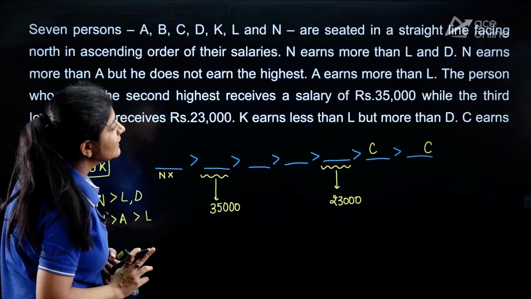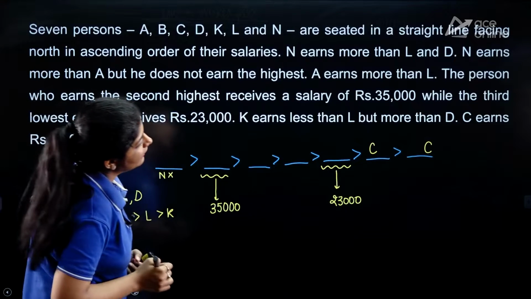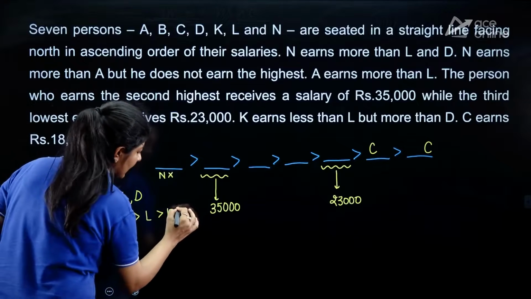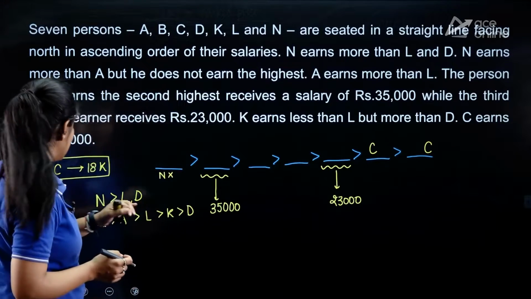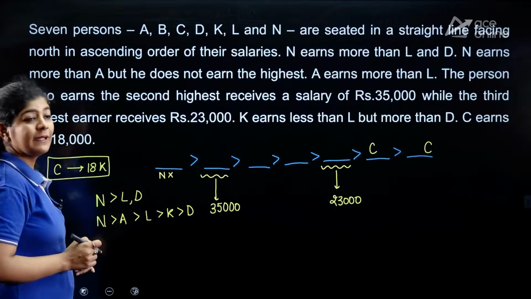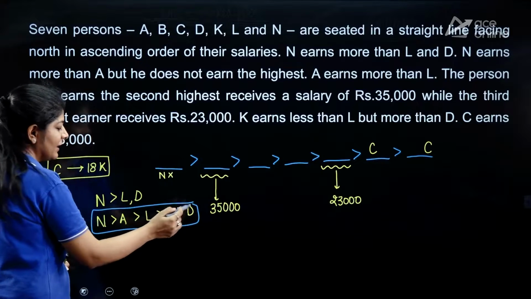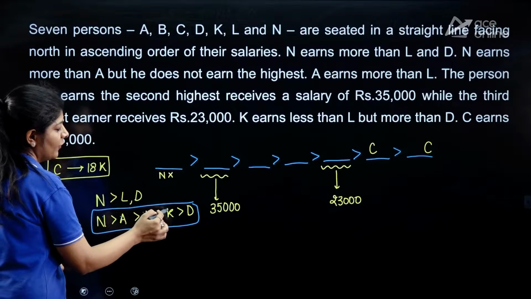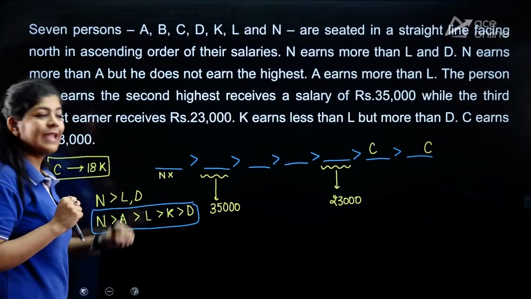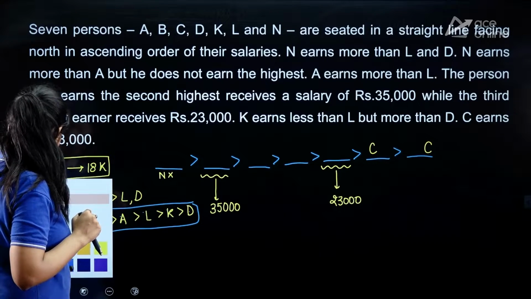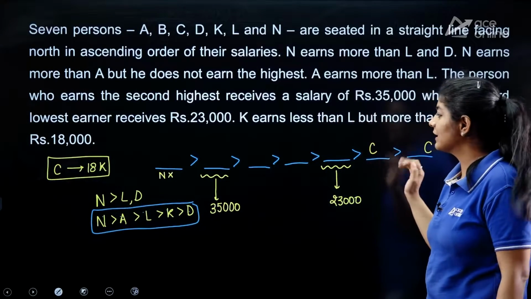Now, K earns less than L but more than D. The next one, C earns this one. Now, how many people are we having? If I look at this arrangement, how many people are we having? 1, 2, 3, 4, 5, right? And we know that we can't put N over here, right? So we need to put 5 people, and here we are having C also, okay?